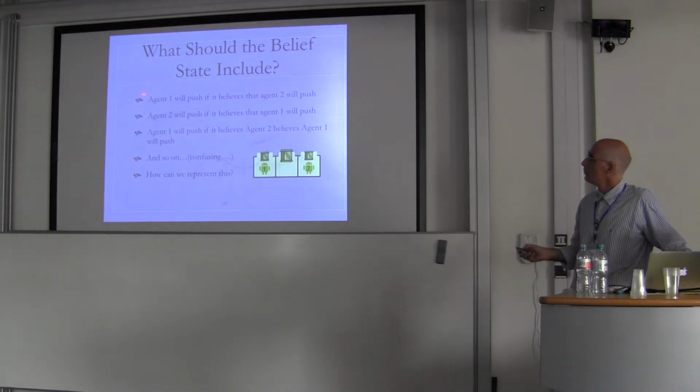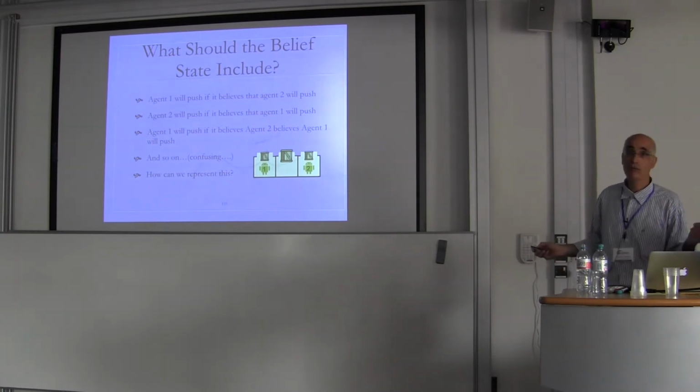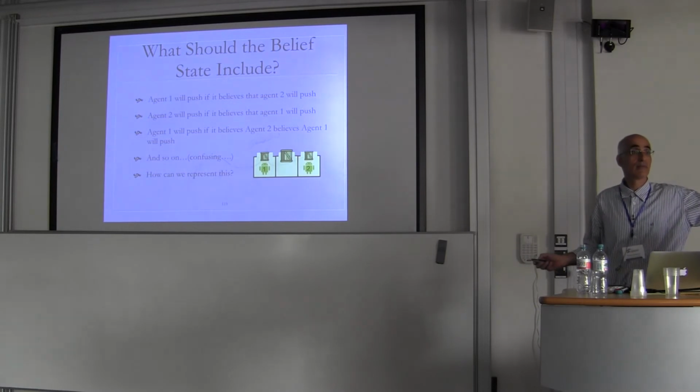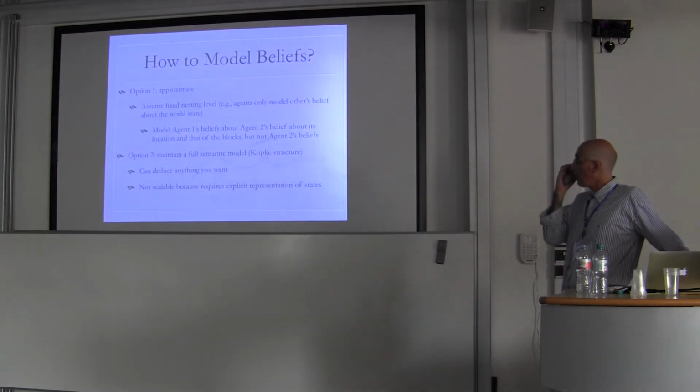So here in our example, just to make it clear, agent 1 will push if it believes that agent 2 will push. Agent 2 will push if it believes that agent 1 will push. Okay? So agent 1 will push if it believes that agent 2 believes that agent 1 will push. And so forth. Okay? So how can we represent this?